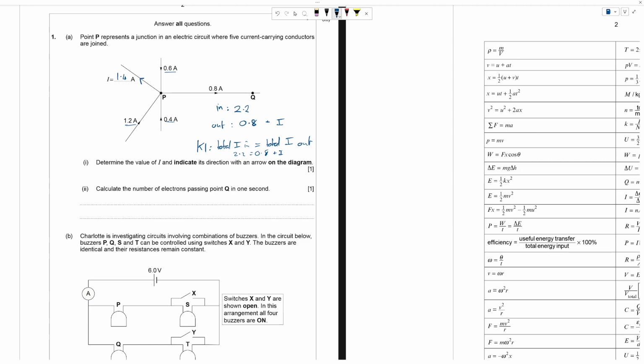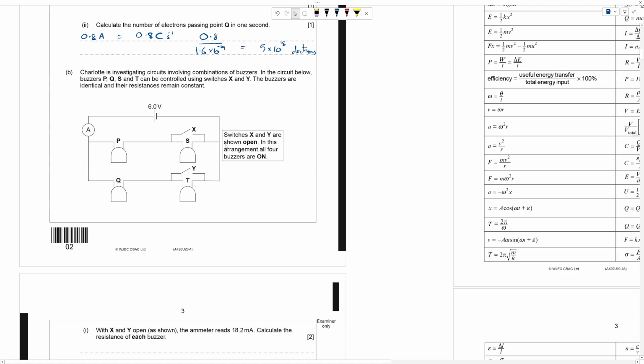Calculate the number of electrons passing point Q in 1 second. So here's point Q. It has a current of 0.8 amps flowing through it, so 0.8 amps is equal to 0.8 coulombs per second. So 0.8 coulombs every second. So if I want to know how many electrons that represents, I can simply divide by the charge on one electron. It feels like I should be able to do that in my head, but I'm going to double check it on the calculator. Why take chances? 5 times 10 to the 18 electrons per second. Okay.